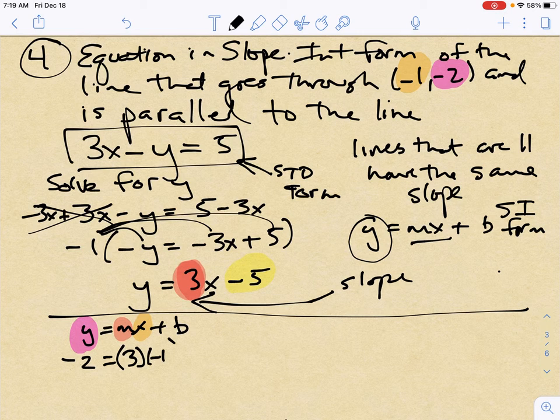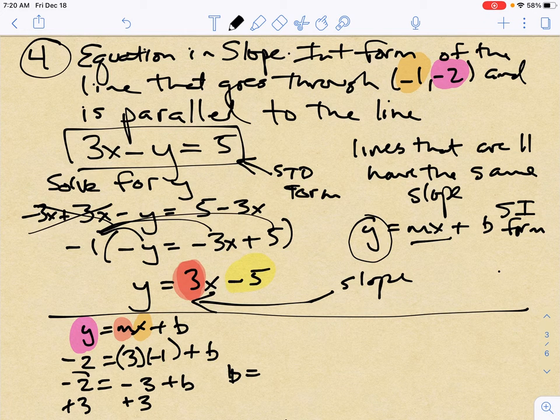And I'm just pulling this from how I color-coded it and off the information they give me. And then plus b. And so all I got to do is just solve for b. So 3 times -1 is -3 plus b. We will add 3 to both sides. And then you will see that b, if I go 2 and -3, b is equal to 1.